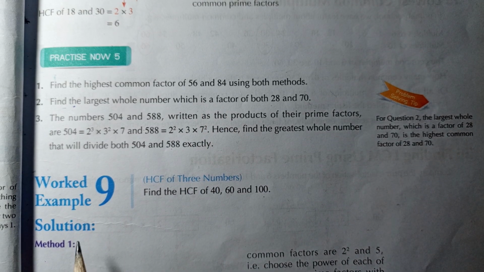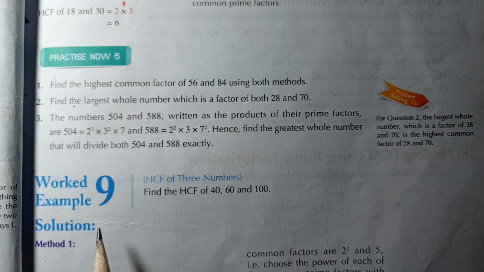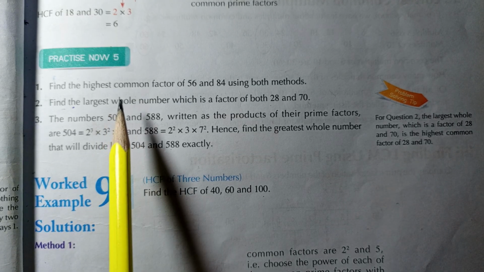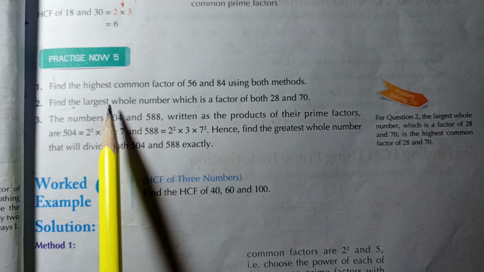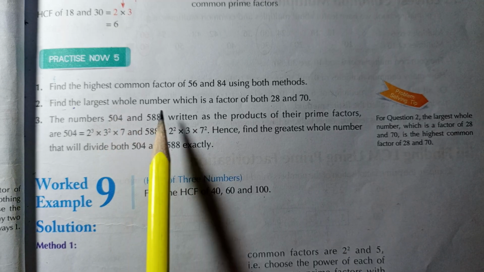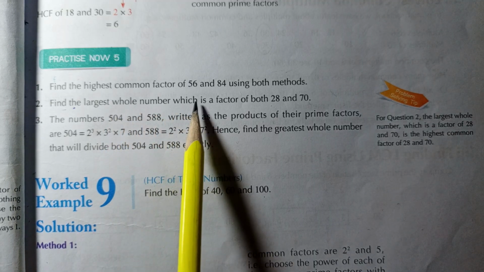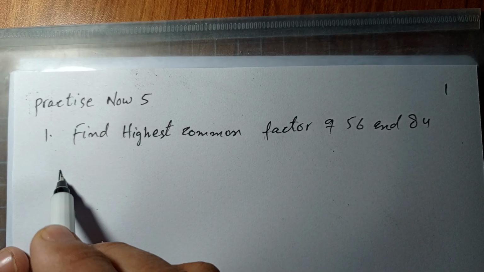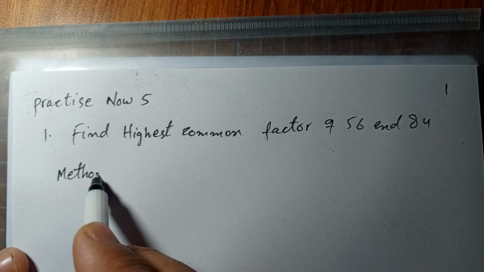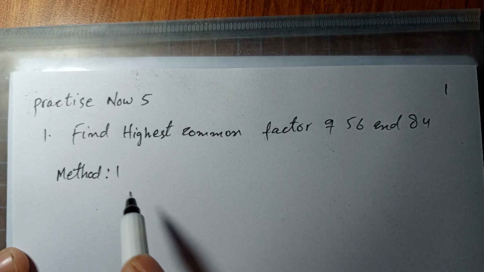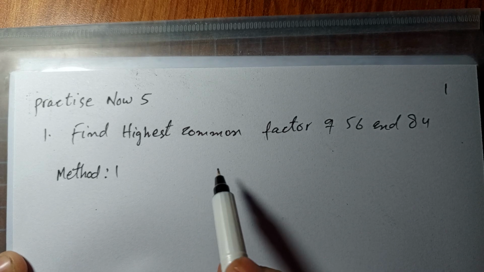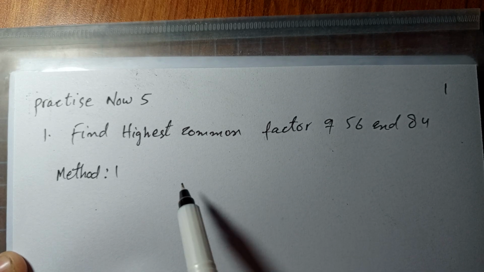As in topic 1.3, he has shown us two methods. One method is prime factorization and the other method is the division method. So we will use the prime factorization method as well as the division method to find the highest common factor. Dear student, method 1: we will use the prime factorization method. Now we will find its prime factors.